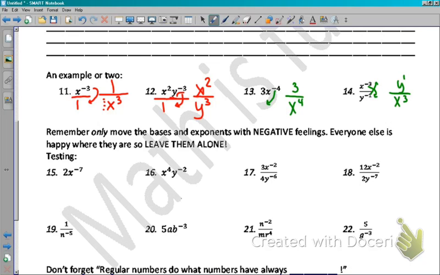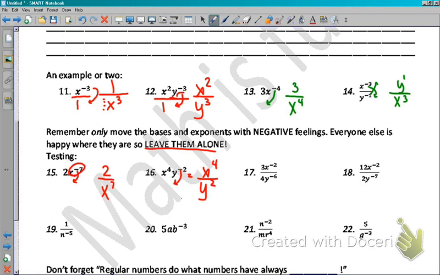So question 15, who feels negative? Well, the x feels negative, so he has to be moved. When you move him, the 2 is going to stay where he's at because he's happy. Leave him alone. But the x to the 7th moves down, and now he feels better. So when you move them, then they change and they feel better. Here I'm going to leave the x to the 4th where it's at because it's happy, but the y to the negative 2 needs to come down to the bottom, so y squared.